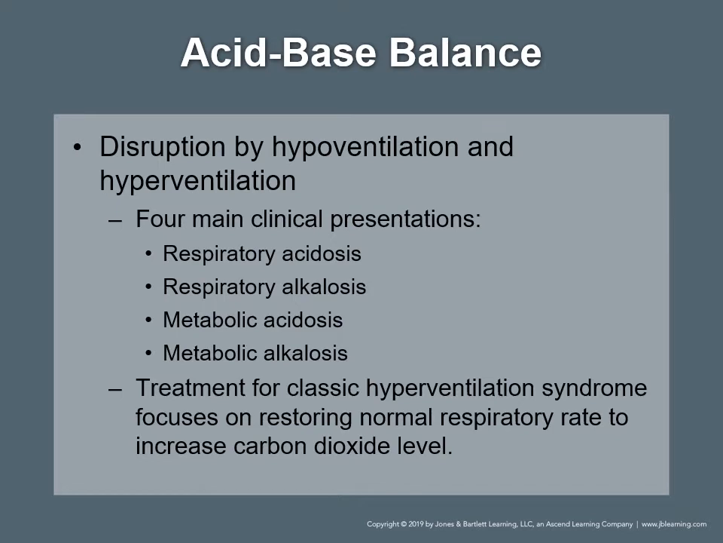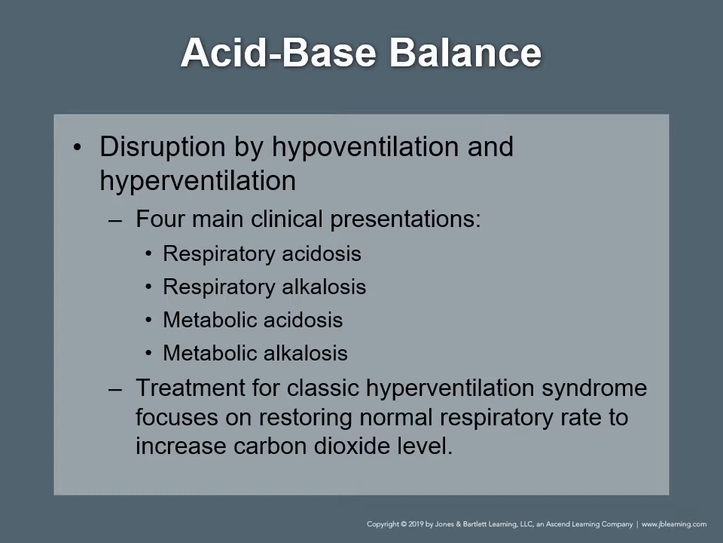Anything that inhibits respiratory function can result in acid retention and acidosis. Acidosis can develop as a result of abnormal respiratory function such as bradypnea. Alkalosis can develop if the respiratory rate is too high, or tachypnea, or the volume is too great.